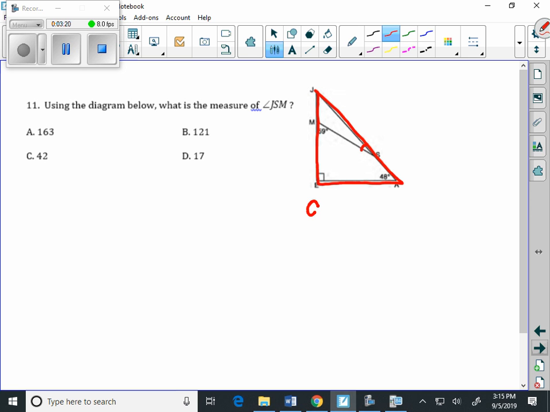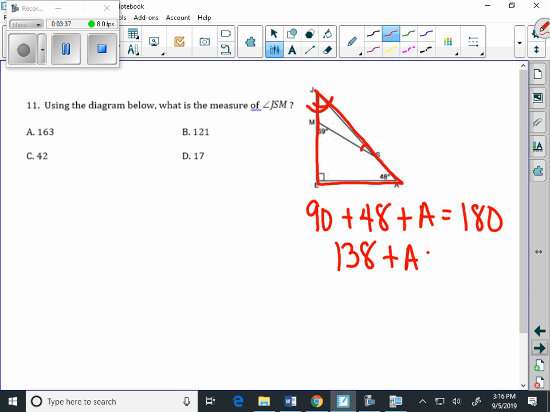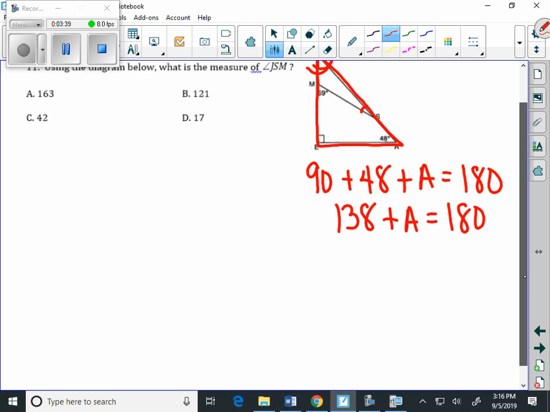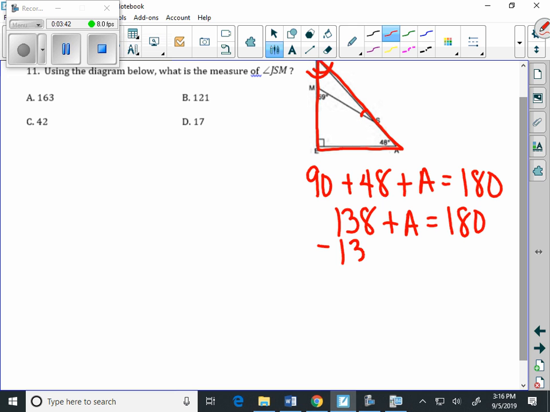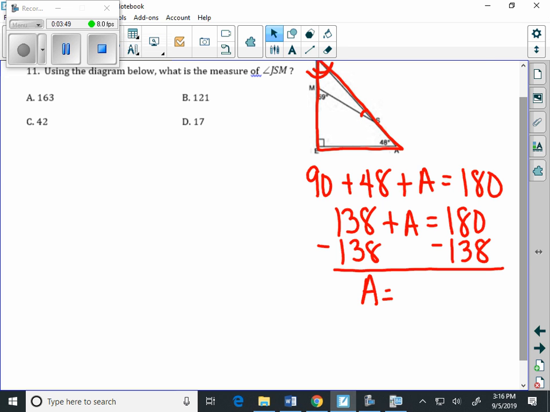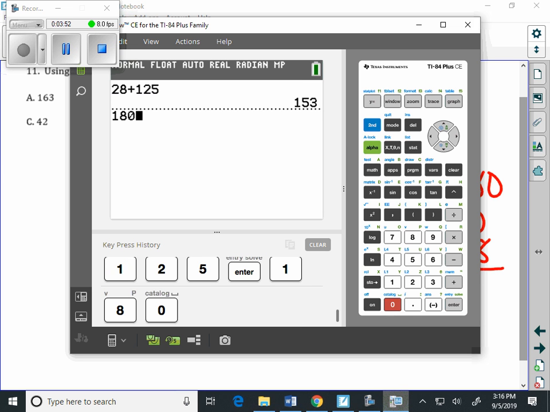Because what we know is we know 90, and we know 48. We just don't know this measure right there. We can figure that out. Again, I'll use angle A. The angles add to 180, so this gives us 138 plus A equals 180. And then we can subtract 138 from both sides. 180 minus 138 gives us 42.